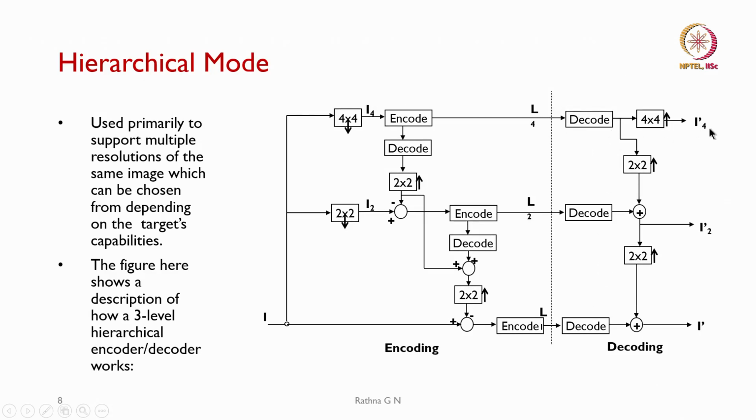So, we got I4 dash. Now, taking the same thing and converting it to 2 by 2, you add whatever you get from L2, and that you call I2 dash. The same thing proceeds to the next stage, that is 2 by 2, and whatever is decoded at this last stage is going to be added, and then you call it I dash.